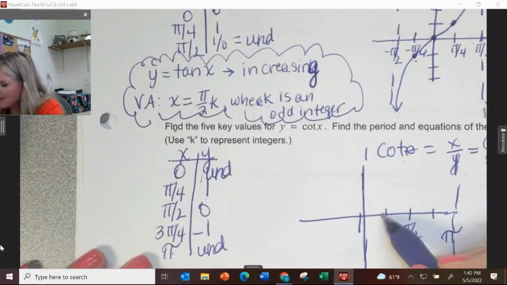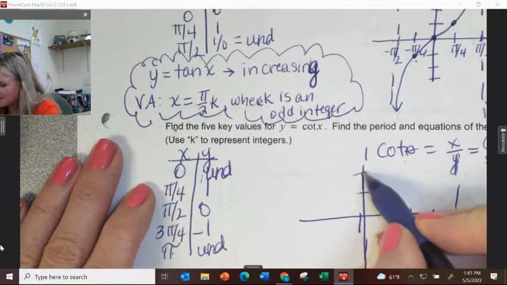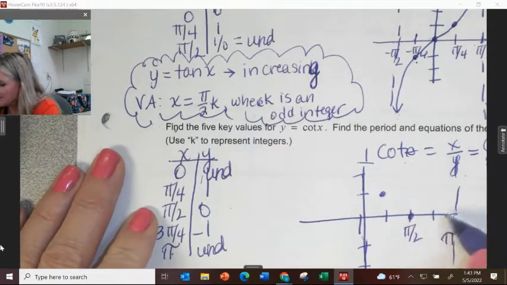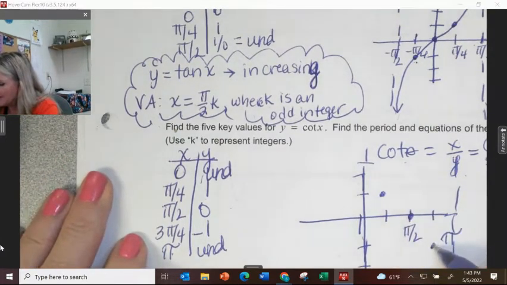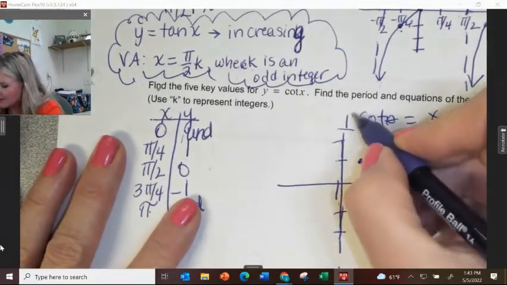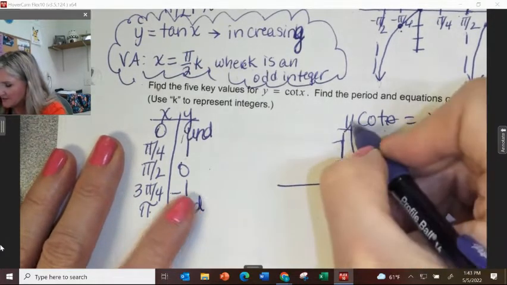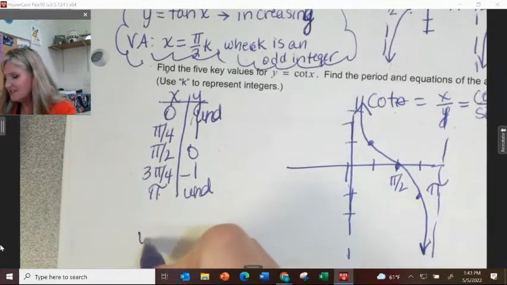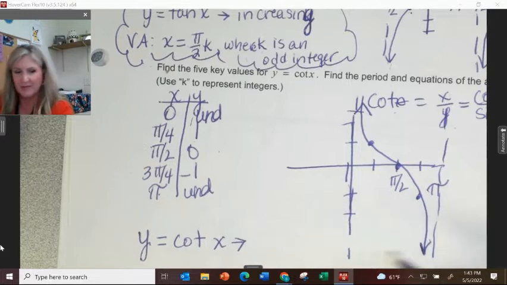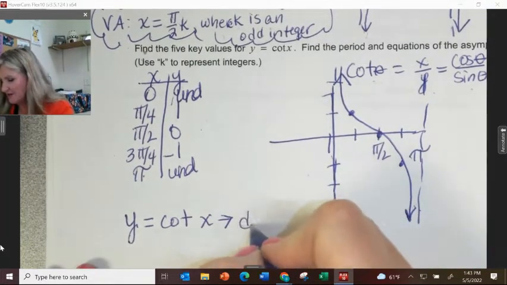Okay, so at pi over 4, right here, I'm going to be at 1 on the y-axis. At pi over 2, I'm going to be at 0. At 3 pi over 4, I'm going to be at negative 1. Okay, so this one, when I connect the dots, always approach those vertical asymptotes, it's going to look like this. So what's the difference, guys? Y equals cotangent x is always going to be what from left to right? Decreasing.